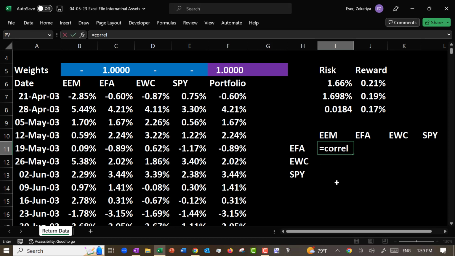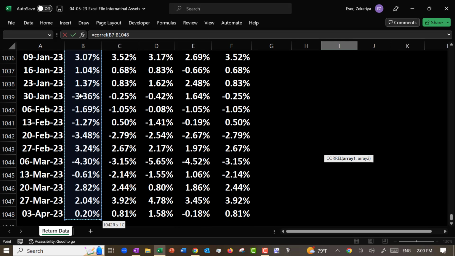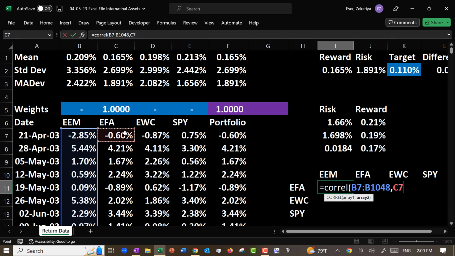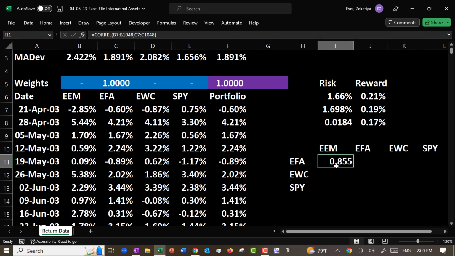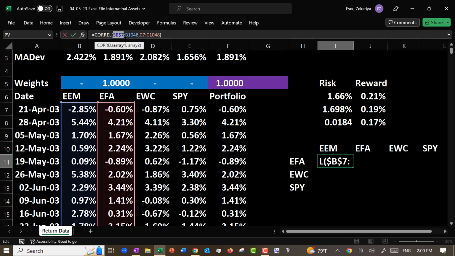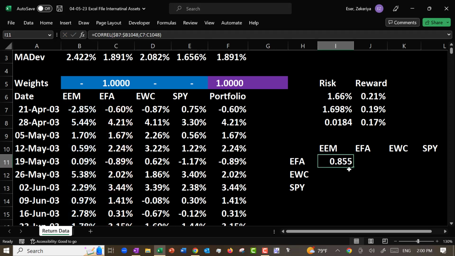Correlation between the EEM and EFA. That's pretty high. Since I want to keep the EEM constant, 2, 3, 1, 2, 3. Looks like it's almost constant correlation with EEM. It's about 85%. Next thing with EFA.